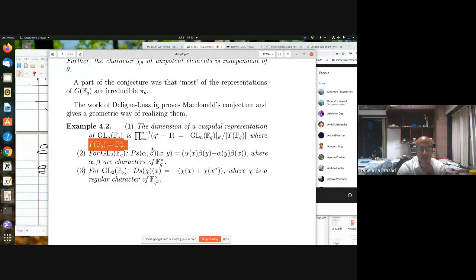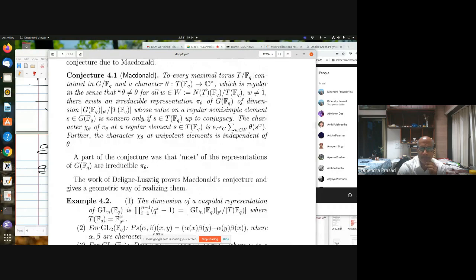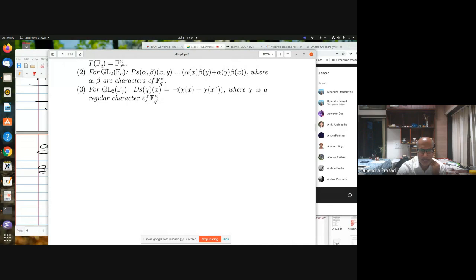So it works well. And for GL2(FQ), as I said, the principal series are induced from characters alpha, beta, and their character values are alpha(x) beta(y) plus alpha(y) beta(x). For discrete series, the character value is negative, and this sign is what is captured in these factors, epsilon T times epsilon G. If it is the split torus, then the sign is 1, and for the other torus, the sign is minus 1.